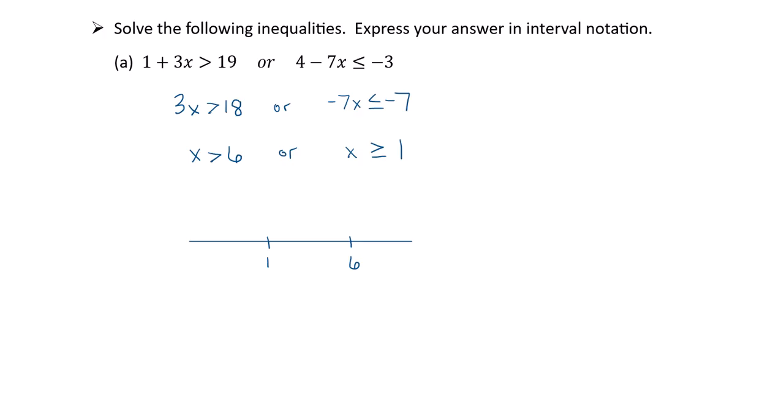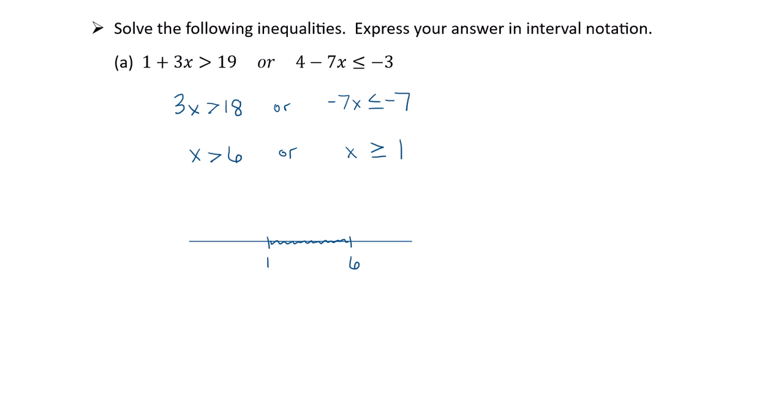It has to be true for at least this or this in order for it to be included in our answer set. How about between 1 and 6? Are these numbers greater than 6? No. Are they greater than or equal to 1? Yes. So we can go ahead and include this interval in the set because it's at least true here or here.